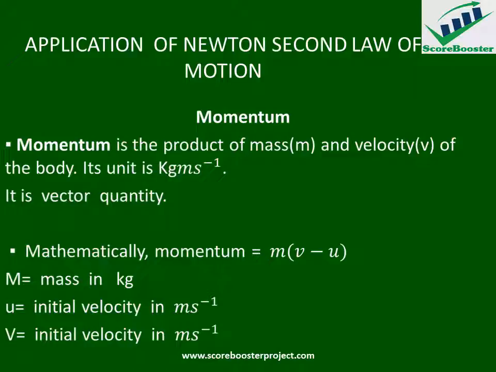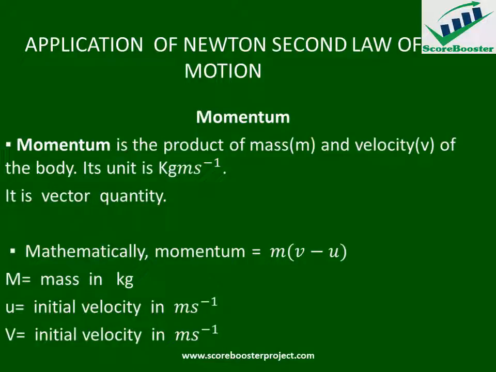Momentum is the product of mass m and velocity v of the body. Its unit is kilogram meter per second. It is a vector quantity. Mathematically, momentum equals m into v minus u.